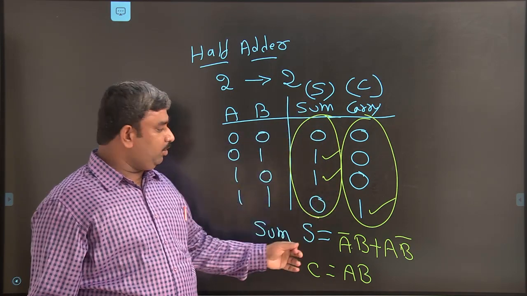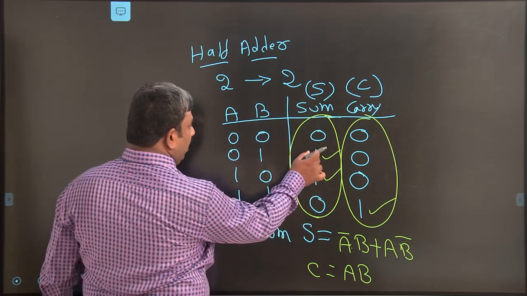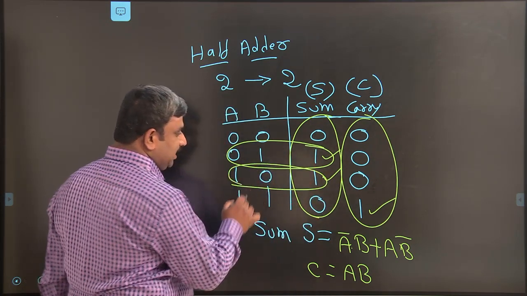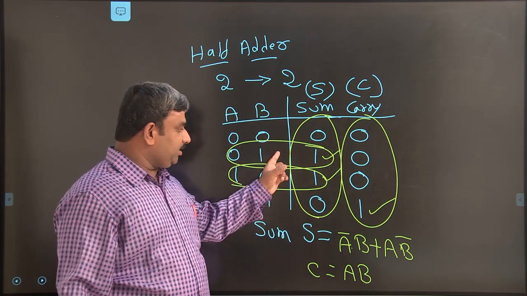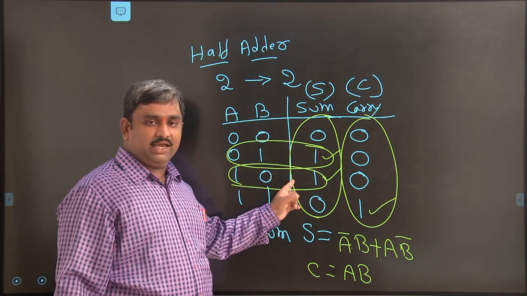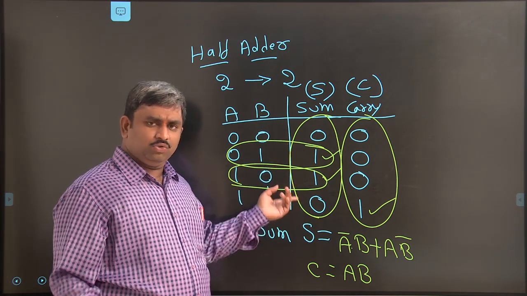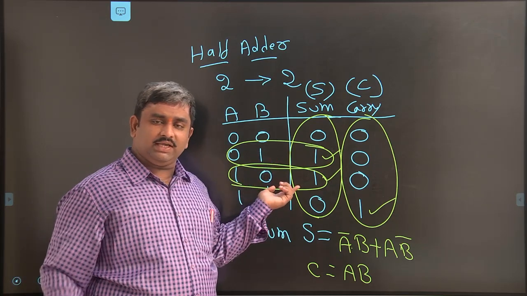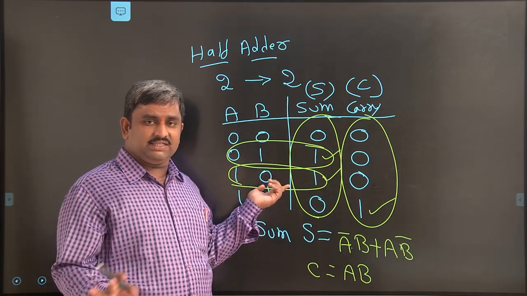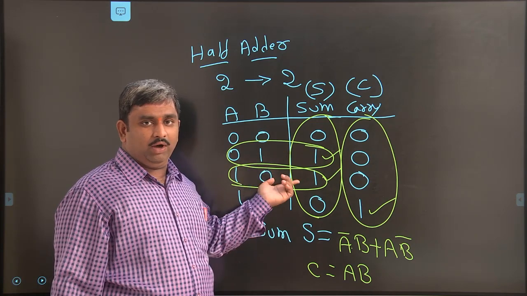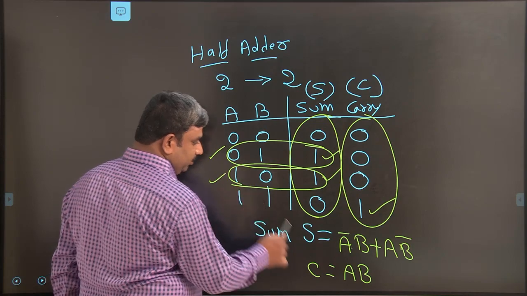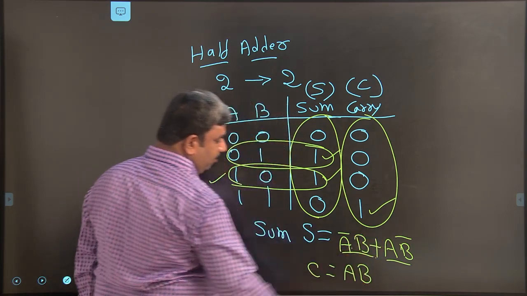So from this truth table, check that for the sum operation, in this case I got output, and in this case I got output. Two cases. Both are not necessary, but any one of the cases is necessary for getting the output. So for this combination, I am using the OR gate operation.